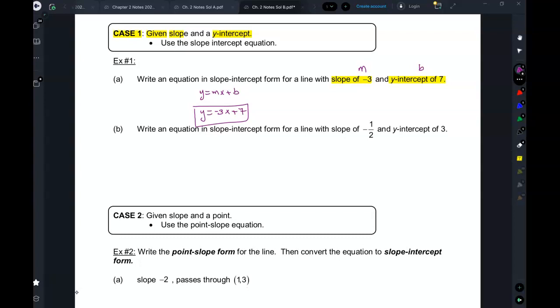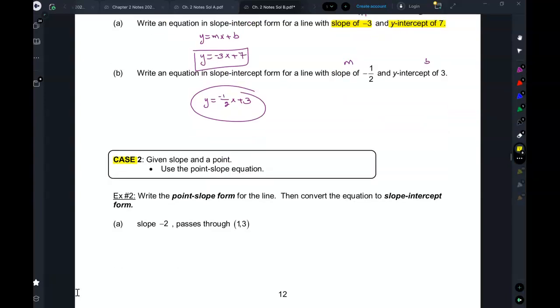So take a look at this one. Write an equation in slope-intercept form for a line with slope of -0.5, y-intercept of 3. So what's that going to look like? Y equals what? -1/2 x plus 3. Okay? It's as simple as that. So this was the case when we were given the slope and the y-intercept.